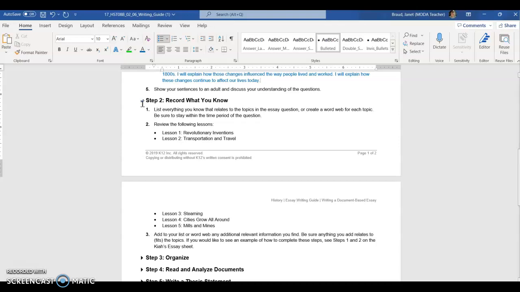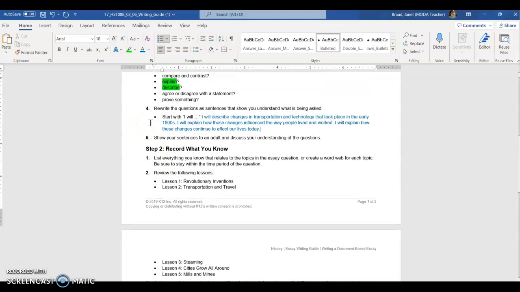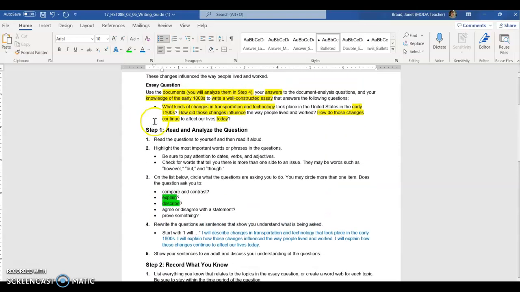DBQ. So the first part of this is to list everything you know that relates to the topic in the essay question. And you can do this by making lists. You can create a word web for each of the topics. You can make a list, which is what I'm going to demonstrate, but you need to make sure you stay within the time period of the question. Remember, the time period is the early 1800s.